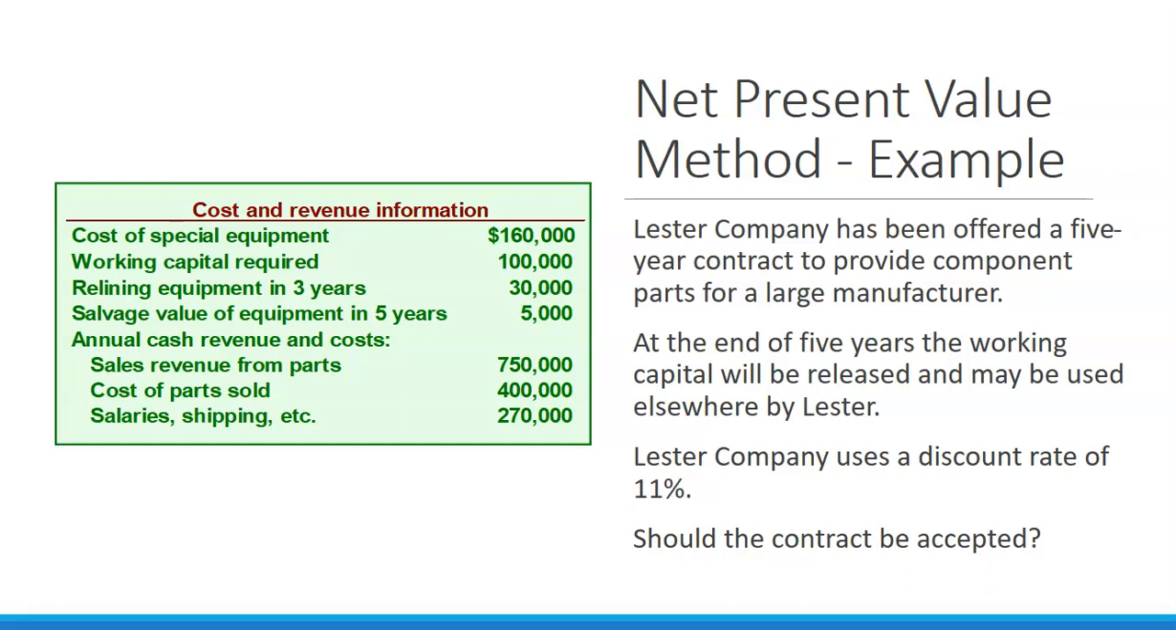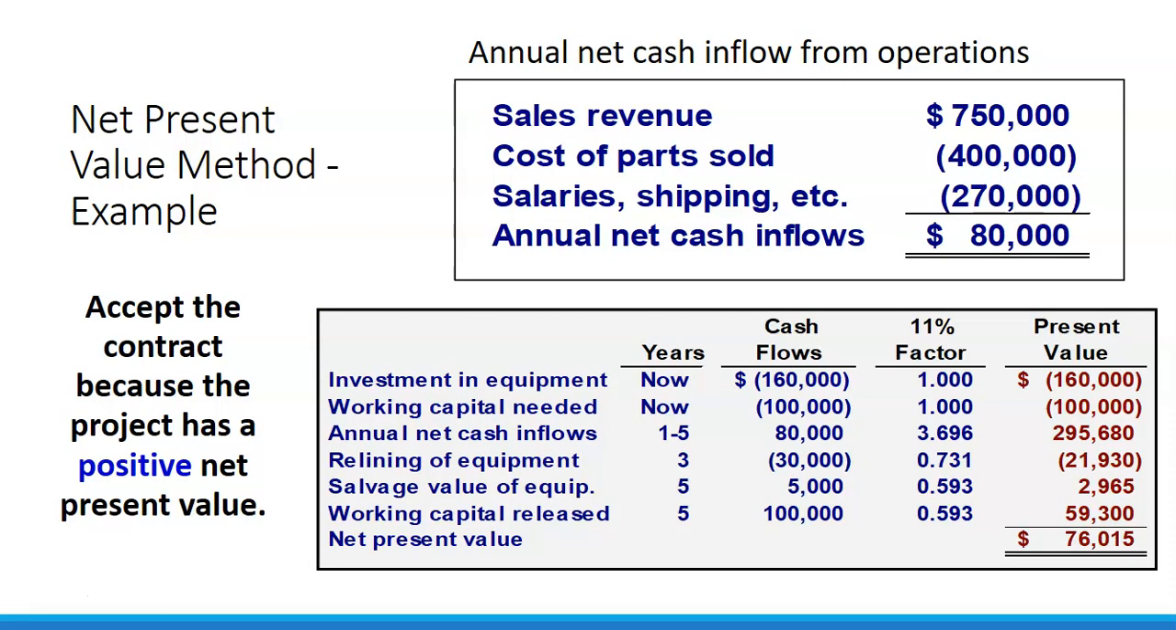Well, the first thing that we need to calculate is what are the annual cash flows from operations. So we have sales revenue from parts, the cost of parts sold, and salaries. So first, we look at sales revenues minus the cost to get our annual net cash flows of $80,000. And then we look at our different investment opportunities. So we have the investment, which is $160,000. That happens now. We have working capital requirement that is $100,000, and that happens now.